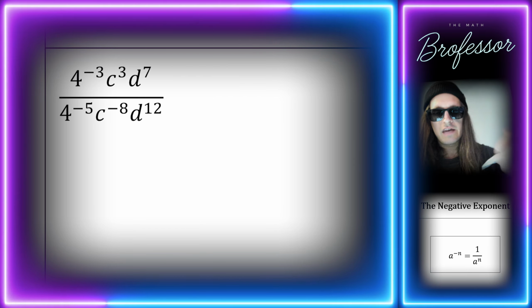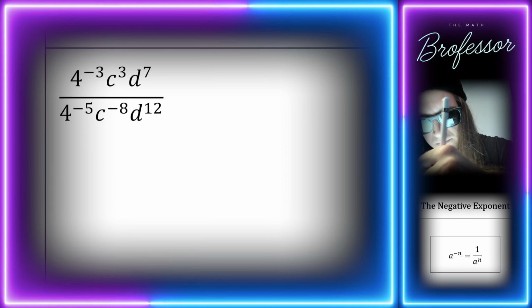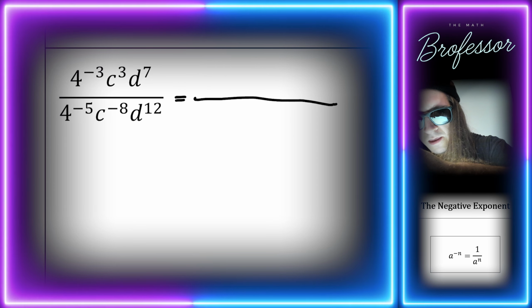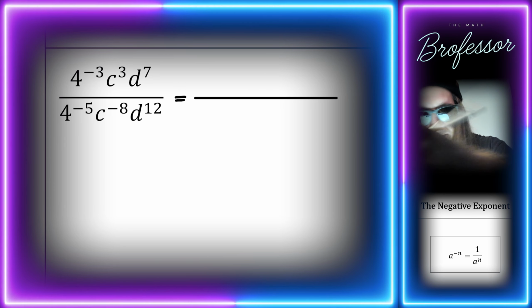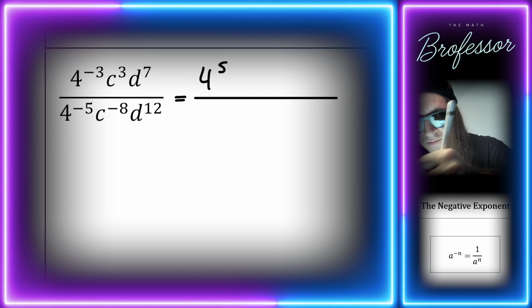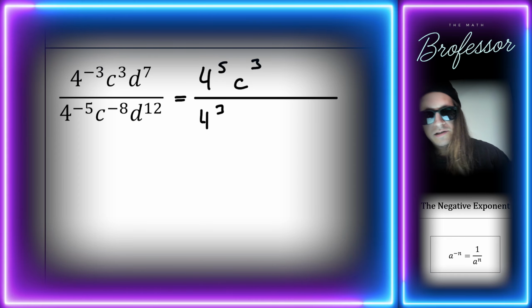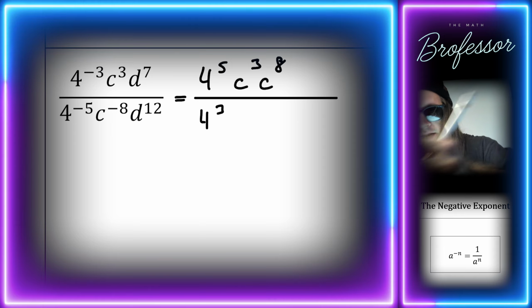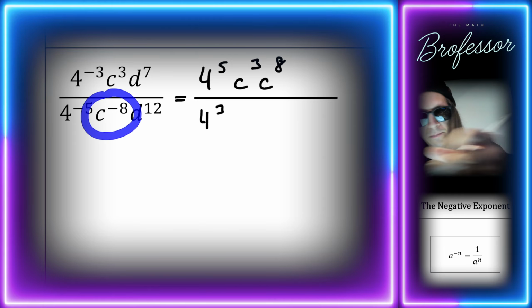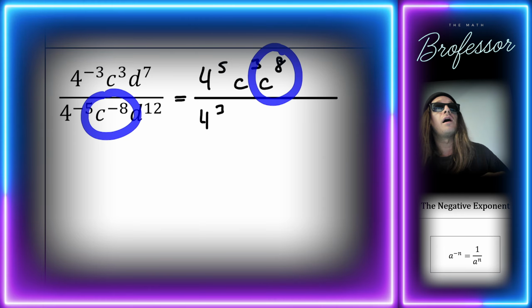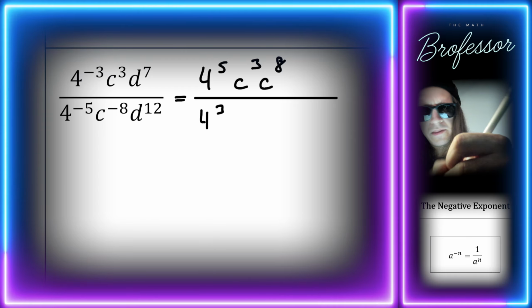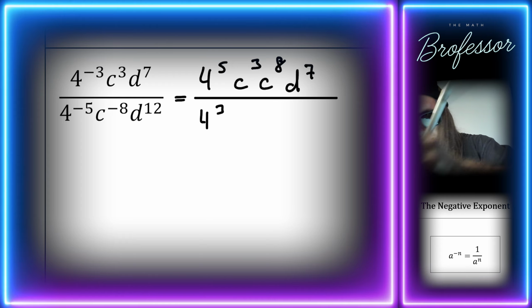Everything that has a negative exponent, flip it. So the 4s will flip. Now it's a 4 to the 5 on top, a 4 to the 3 on the bottom. The C cubed will stay up because it's positive. But you'll notice now you have C to the 8 up top, right? This negative 8 on the bottom needs to be C to the positive 8 on top. The D to the 7th stays up top, and the D to the 12th stays in the bottom right there.